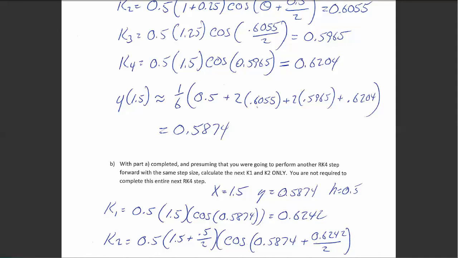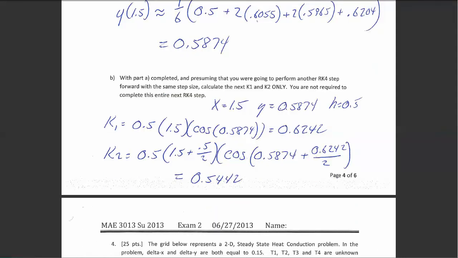And then just to make sure you knew what to do next, I wanted you to calculate a couple of k values for me. So in the next step, x becomes 1.5 and y becomes 0.5874. H still has a value of 0.5, so the next step we'll be heading toward x equal 2. So k1 is 0.5 times the current x times the cosine of the current y plus nothing, which gives 0.6242.